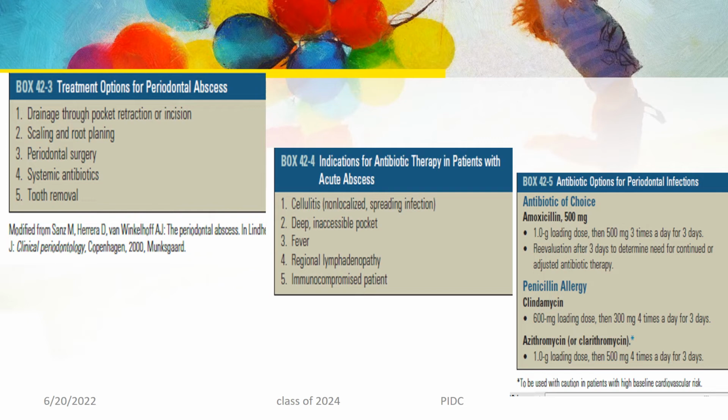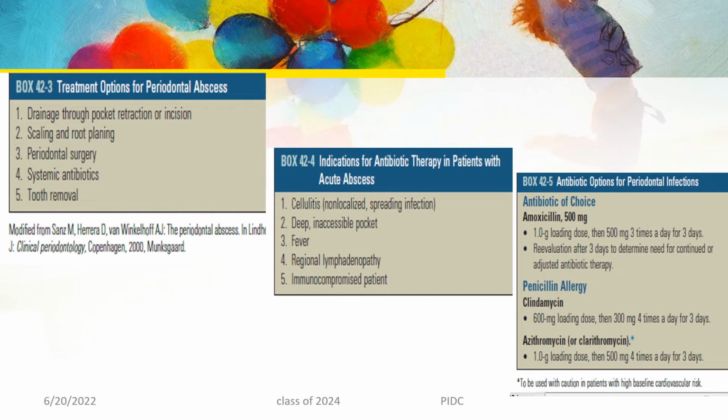Next, coming on to the indications for antibiotic therapy in patients with acute abscess. You can prescribe antibiotics if the patient has cellulitis, a deep inaccessible pocket where scaling or root planing is not possible, fever, regional lymphadenopathy, or is an immunocompromised patient.